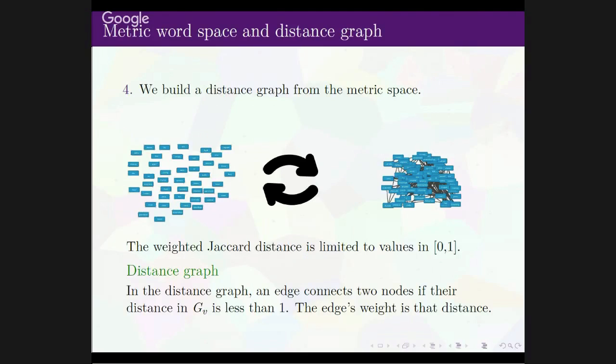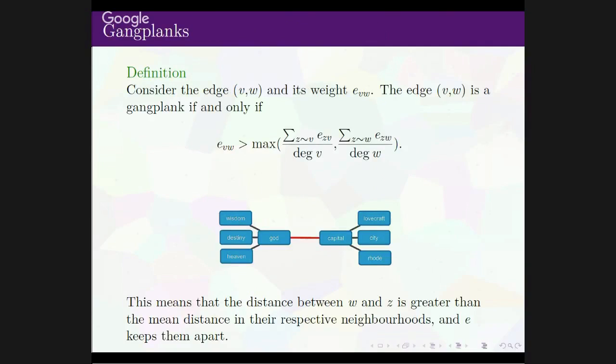And then we can pass from this word space again to a graph, the distance graph, exploiting the fact that the Jaccard distance is limited. So we can build a graph where two nodes are connected if their distance is less than 1. So the key notion is that of gangplank edge, which is not a bridge. This is a mathematical definition, but in few words, it just means that an edge is a gangplank if it tends to keep apart two nodes and their respective neighborhoods more than bringing them together.